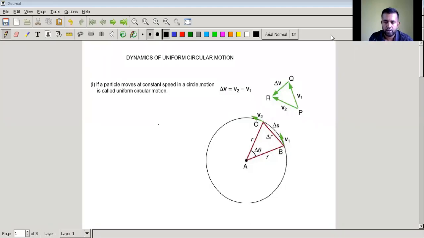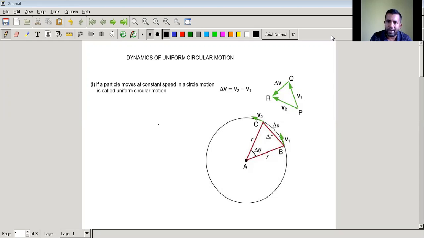Hello all. Today we are going to talk about uniform circular motion and dynamics of uniform circular motion. If you all remember, we did the kinematics part. I request you to go through the kinematics of uniform circular motion to understand this topic properly. Otherwise, I will just give a quick recap of it.